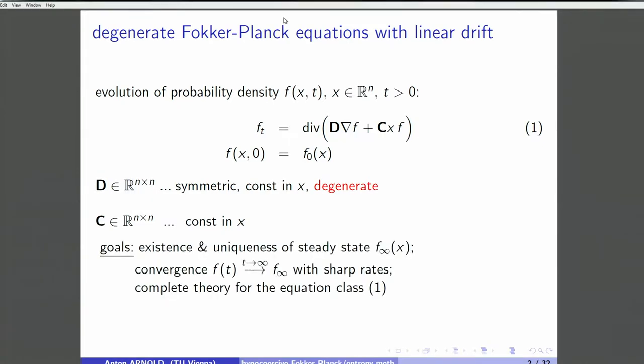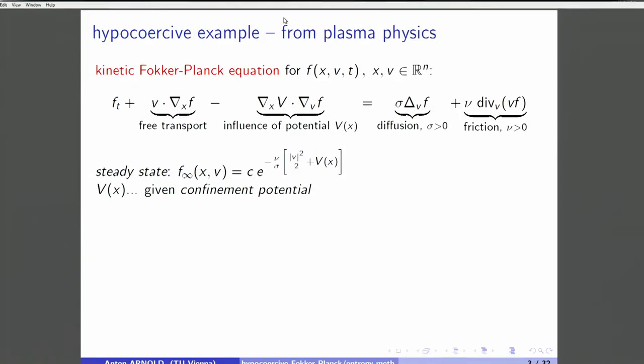My goals during this talk will be to discuss, first, as an introduction, existence and uniqueness of a steady state for this equation. And then in the main part of the talk, I want to discuss the large time convergence to this steady state, possibly with sharp rates. I want to give a rather complete theory for these equations under the assumption that the matrices C and D are constant in x.